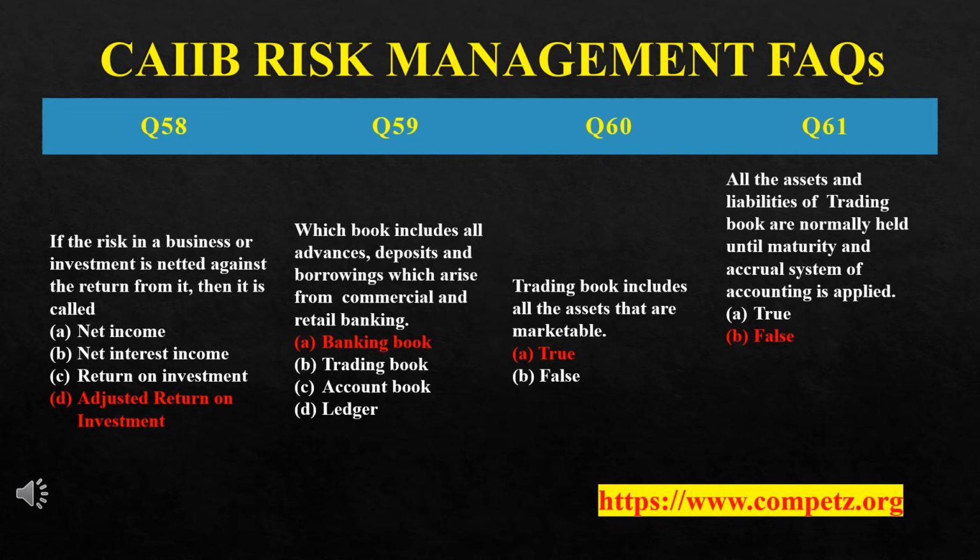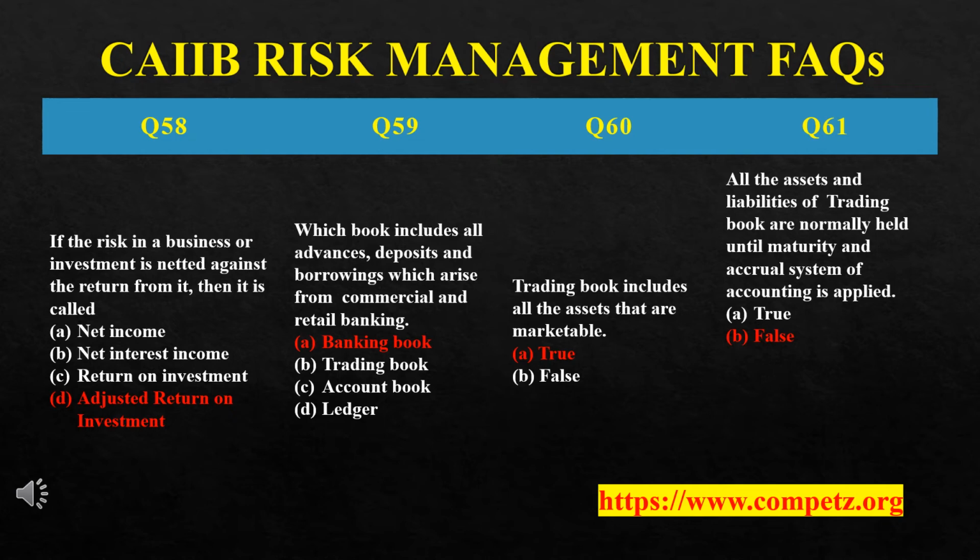Why the banking book? Because the trading book is for the purpose of capital adequacy calculations, which I have already explained, but I will explain again. It consists of securities under the HFT category. HFT is nothing but held for trading category. Then it also includes securities under AFS, that is available for sale category.